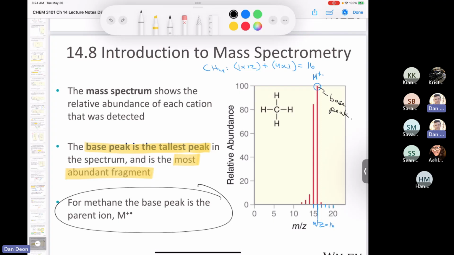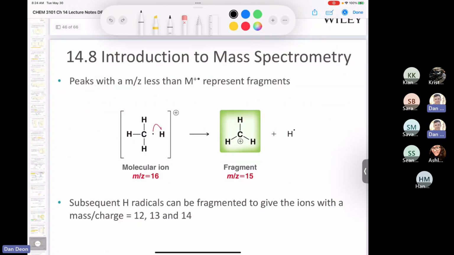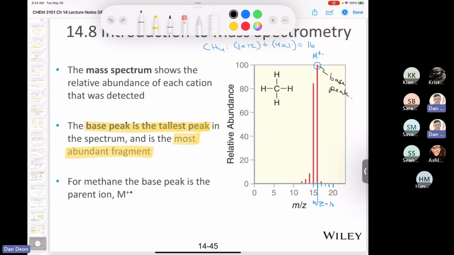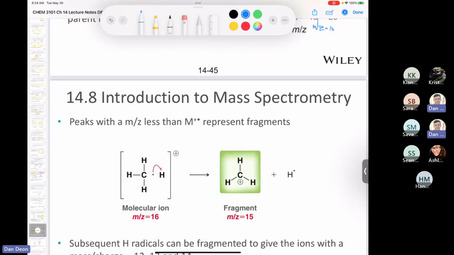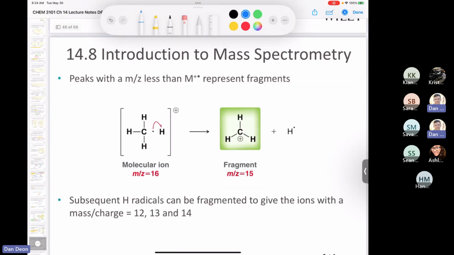All right. Well, let's move on from there and let's talk about those fragments. Let's talk about some of those other masses. We're going to address what is this thing here that has a mass over charge equal to 15? Where did that come from? Great question. So remember I told you that the parent ion can undergo fragmentation. It's unstable, so it's trying to stabilize itself.